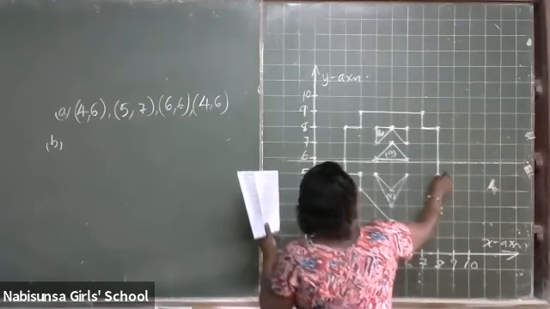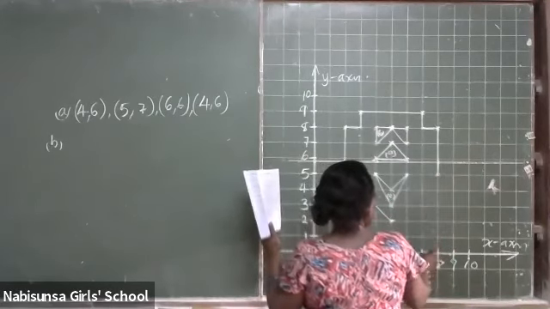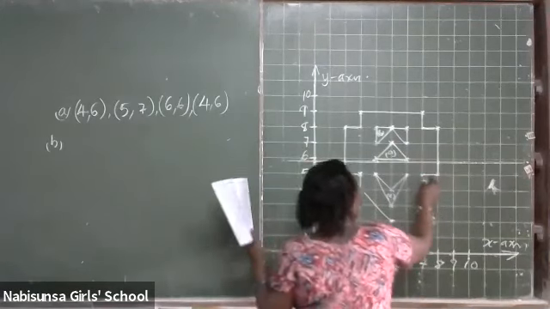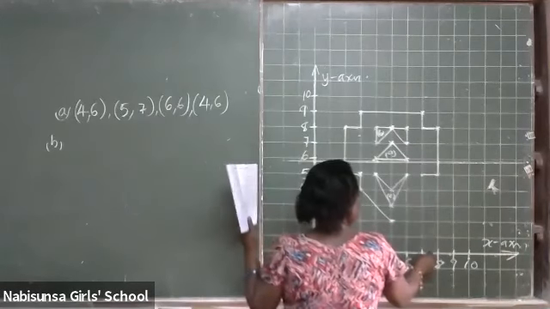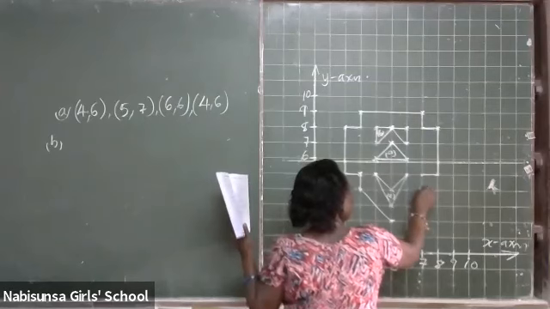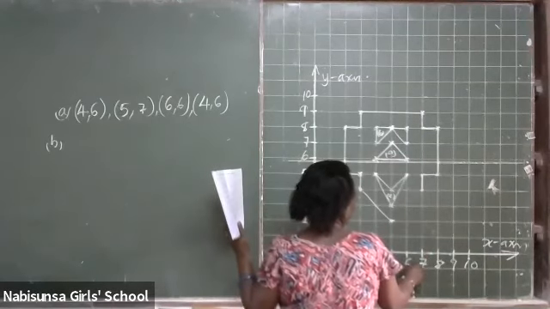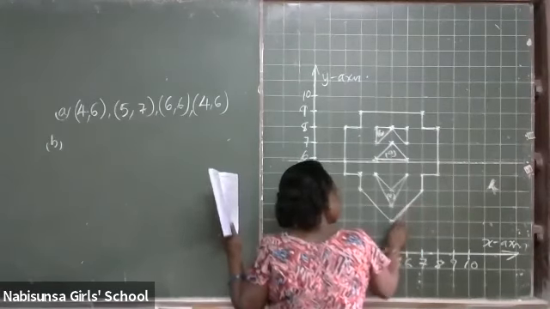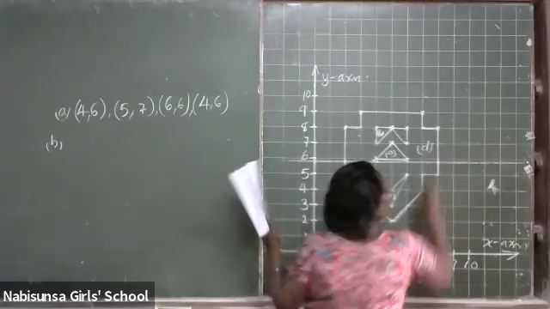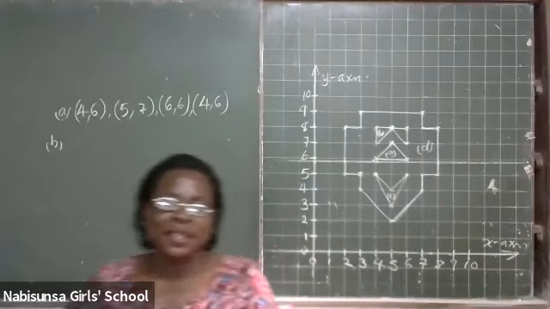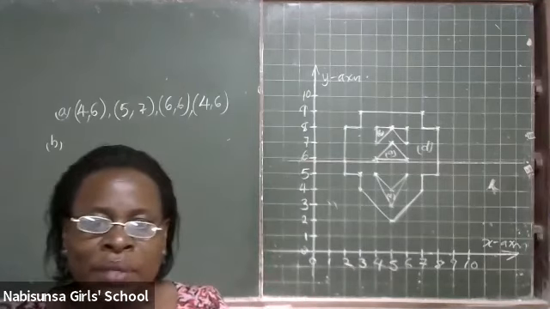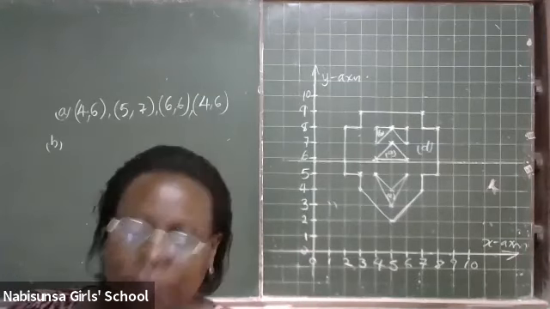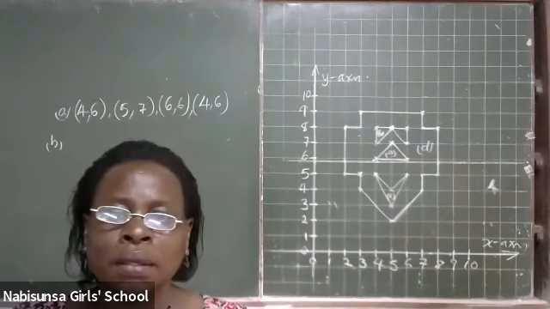From 8, 5 to which point? 7, 5. So we come to 7, 5. From 7, 5 to 7, 4. From 7, 4 to 5, 2, our starting point. So this is part D. Are we together? Yes. Any question? Yes. Who is that one? Christine from 1 East.